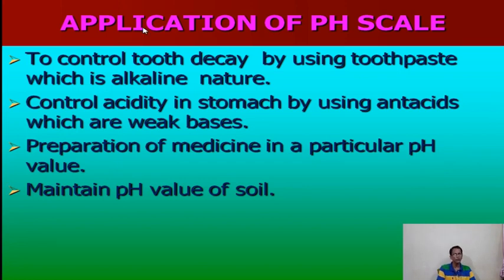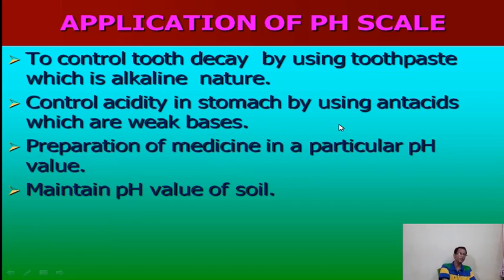That's why, to control tooth decay, we can use toothpaste. What is toothpaste? Toothpaste is weakly basic, alkaline in nature. It controls tooth decay. How? The acidic substance produced in the mouth is neutralized by toothpaste, because toothpaste is basic. So it controls the pH value.